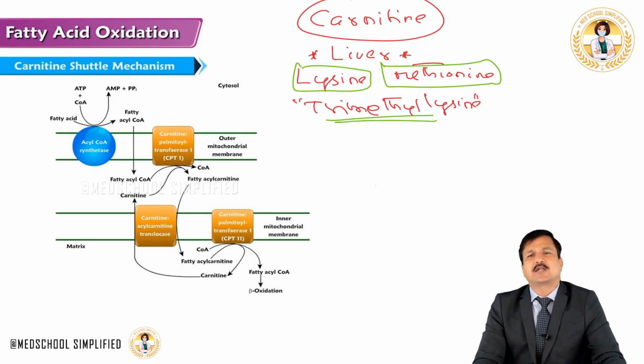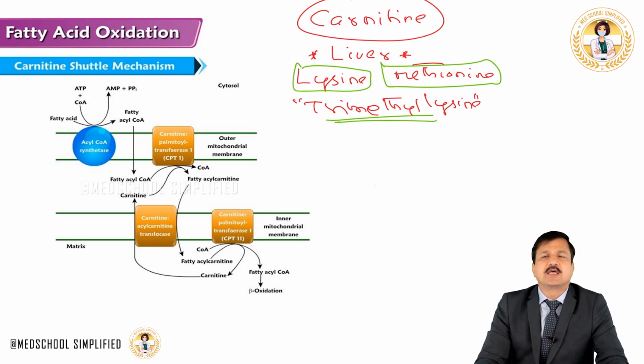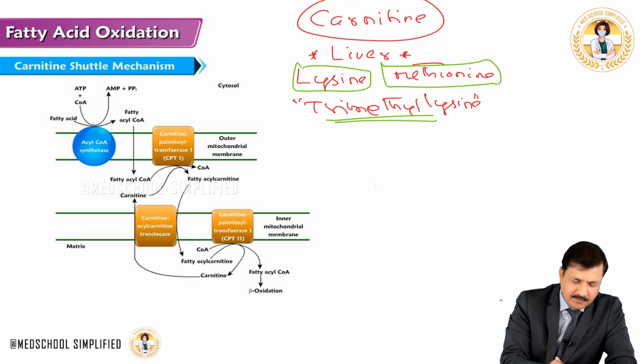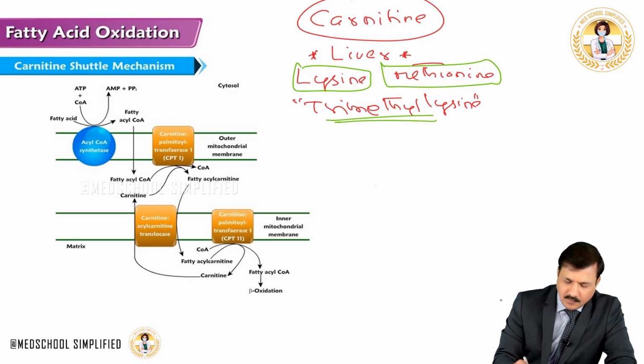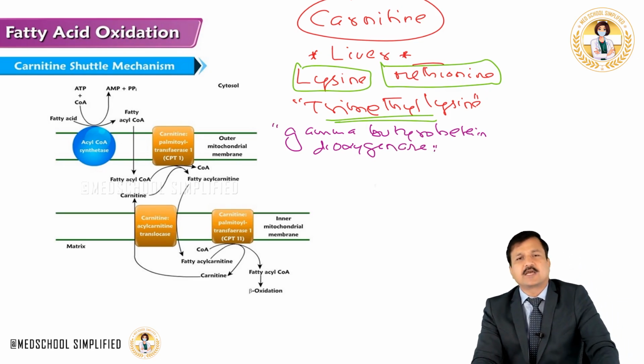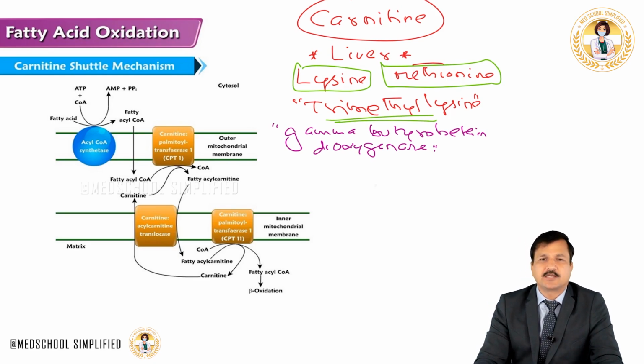One of the enzymes that I would like to mention here is gamma-butyrobetaine dioxygenase. Let me write it down. The name of the enzyme is gamma-butyrobetaine dioxygenase. This gamma-butyrobetaine dioxygenase is one of the enzymes involved here in carnitine biosynthesis.